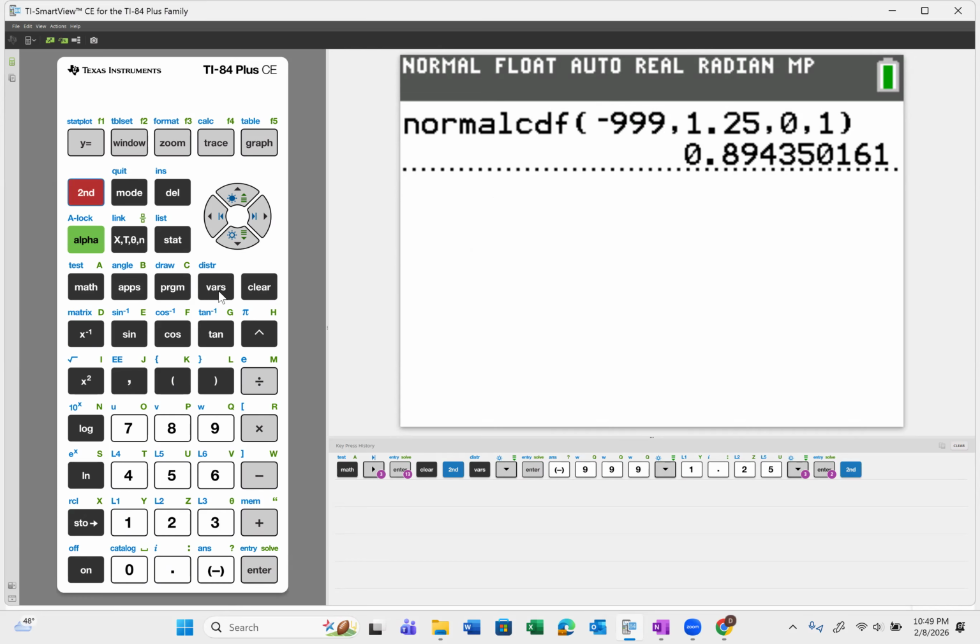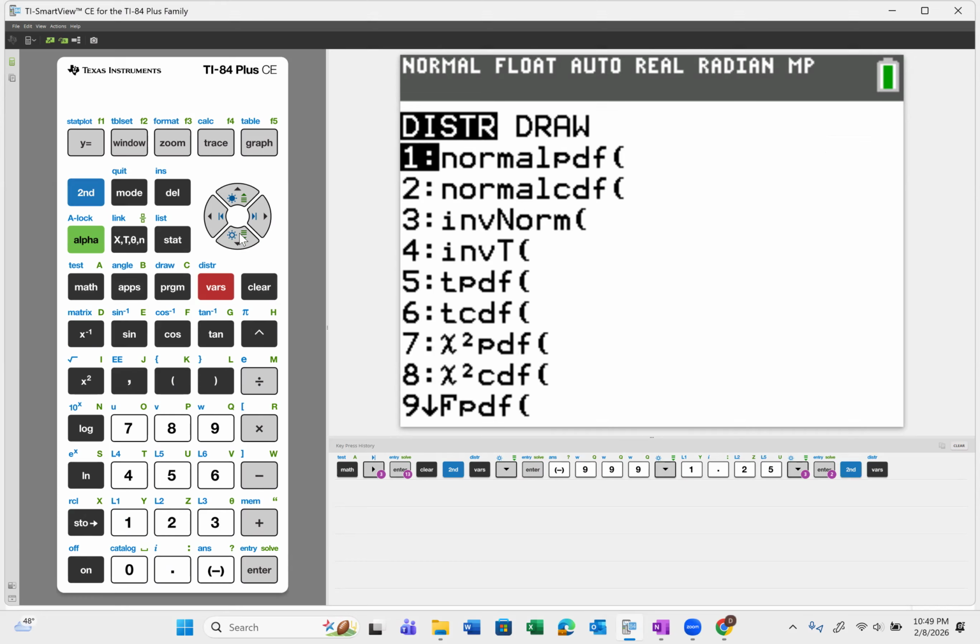And if I want to look at the second one, again, I'm going to go into variables, VARS, and I'm going to choose this normal CDF.